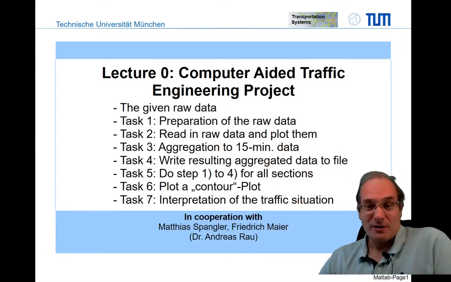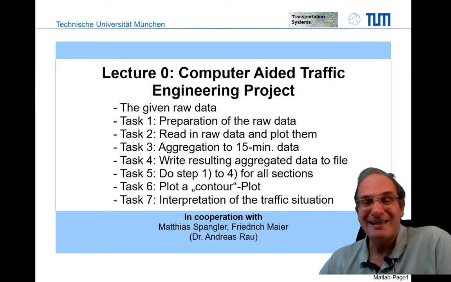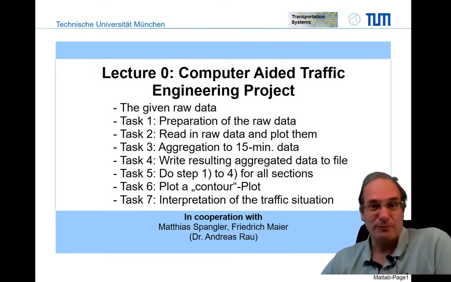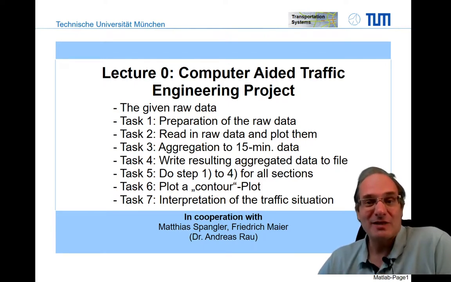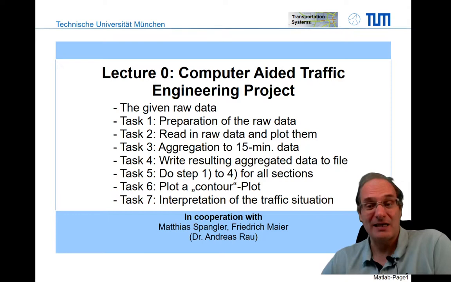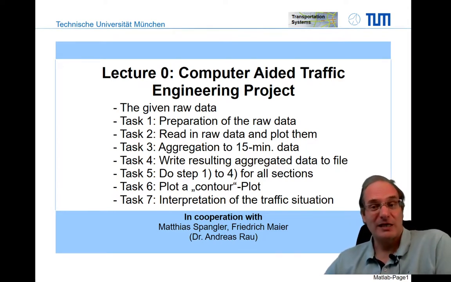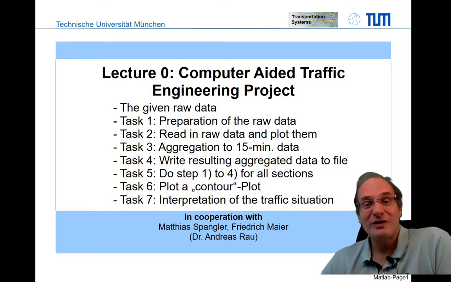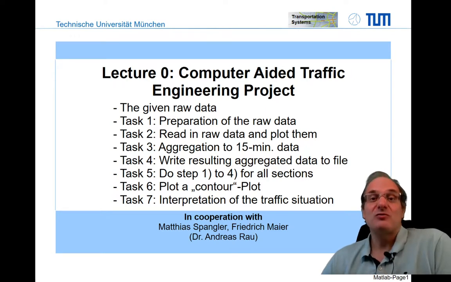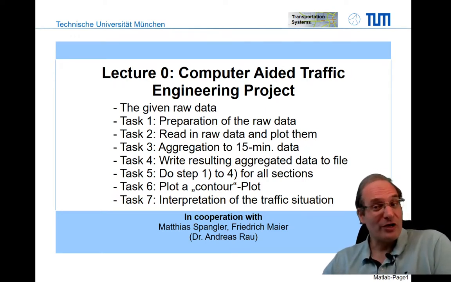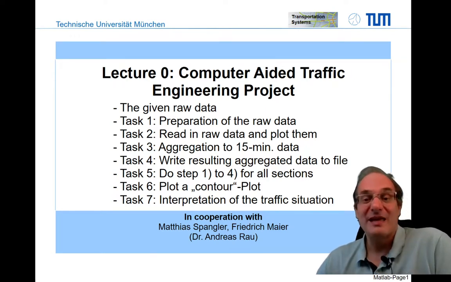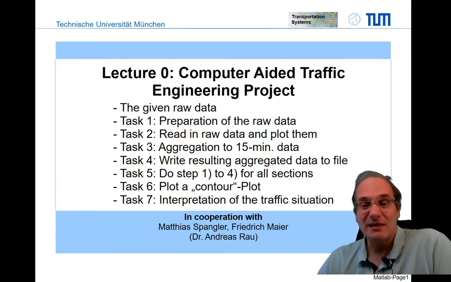And therefore, we have to get this data into our computer. So we have a special data format, and we have to read it. Therefore, we have to prepare the data, which means we have to convert it into a version which we are able to read with our current knowledge. Then we want to see the data, so we plot the raw data as they are.